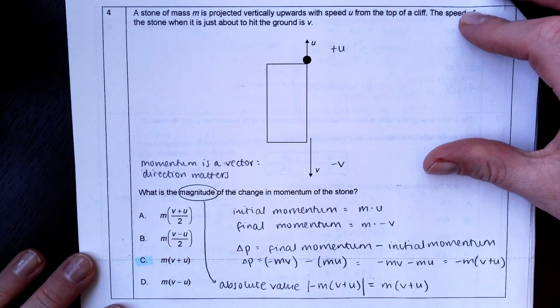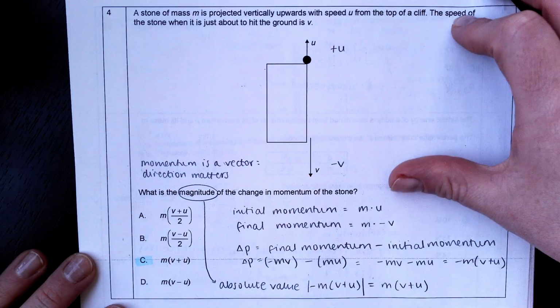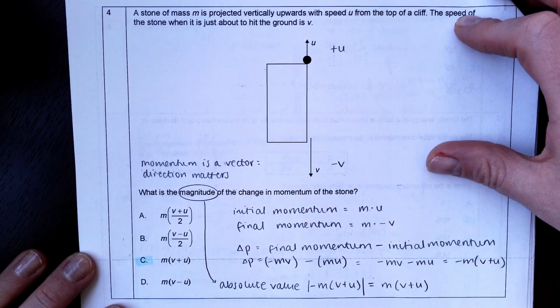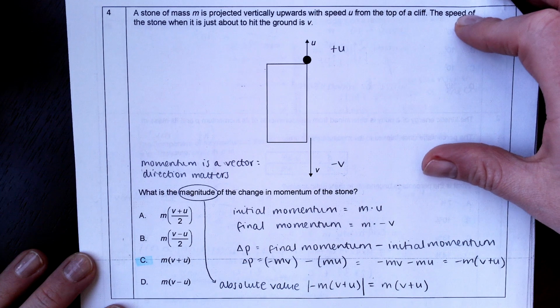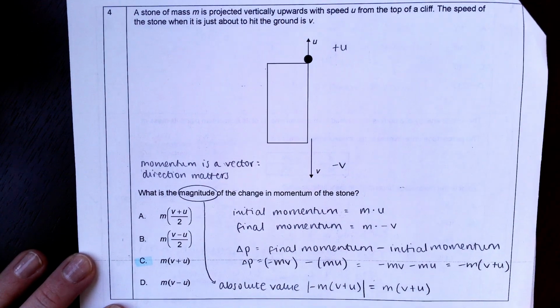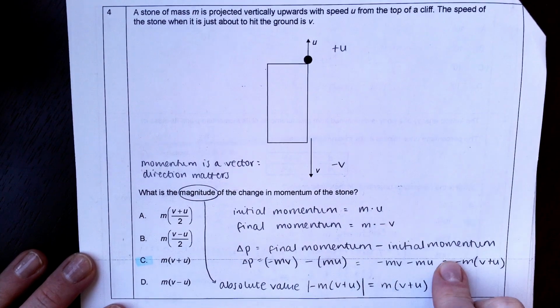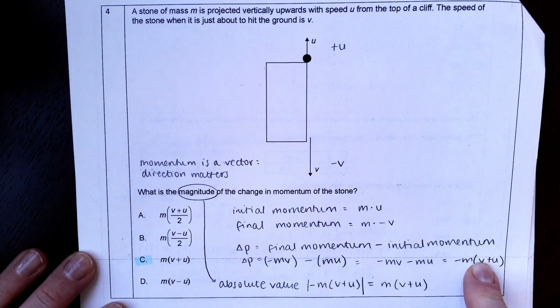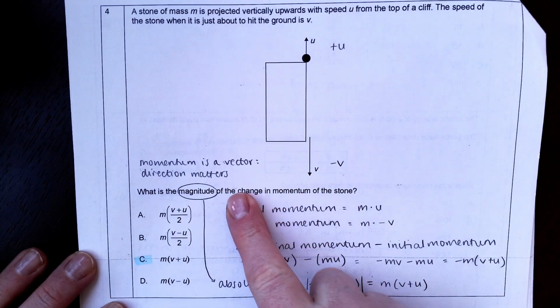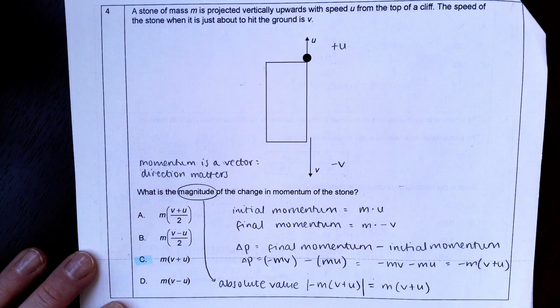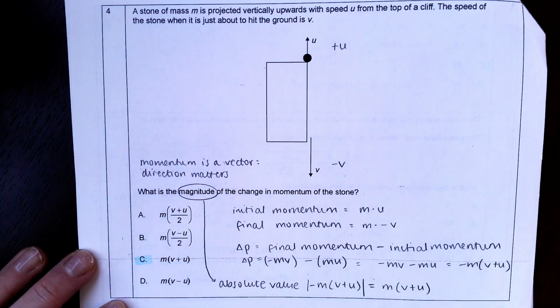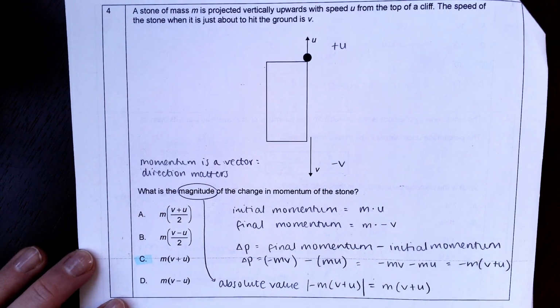So the change in momentum is the final minus the initial. So you've got minus mv minus mu, which is going to give you, if you just look at my working, minus m brackets v plus u. But because it asks for the magnitude, it's asking for the absolute value of it. So it's m(v plus u).